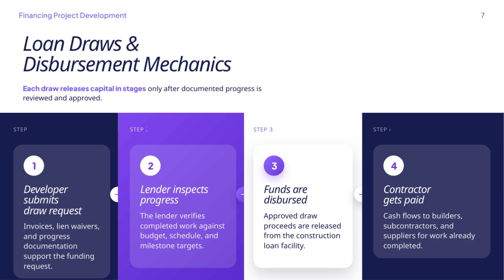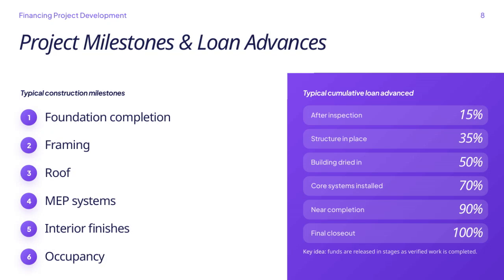This staged approach ensures that capital is released only after documented progress is reviewed and approved. Here we see the typical construction milestones alongside the corresponding cumulative loan advances during a project. The process begins with the foundation completion, at which point about 15% of the loan funds are released after inspection.